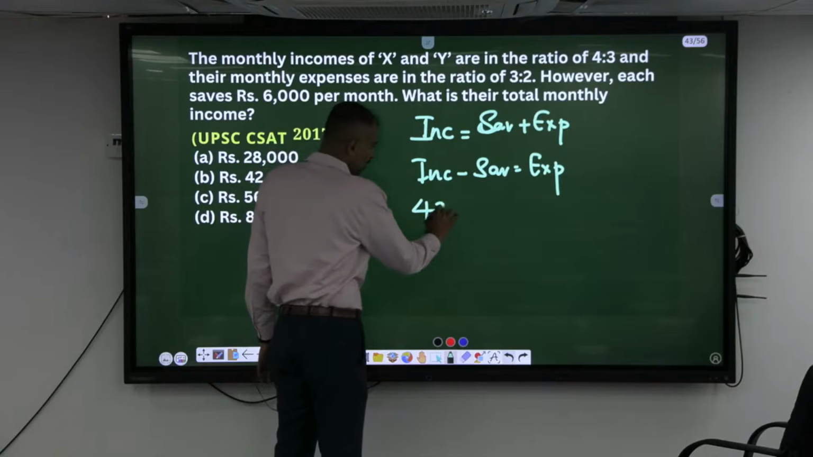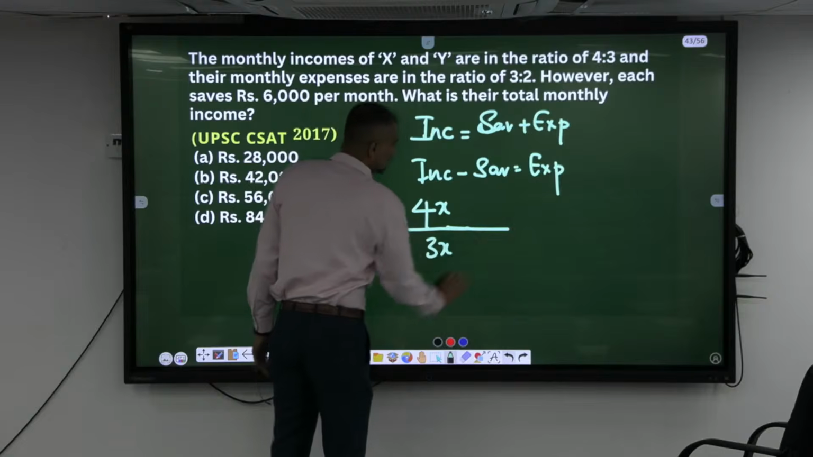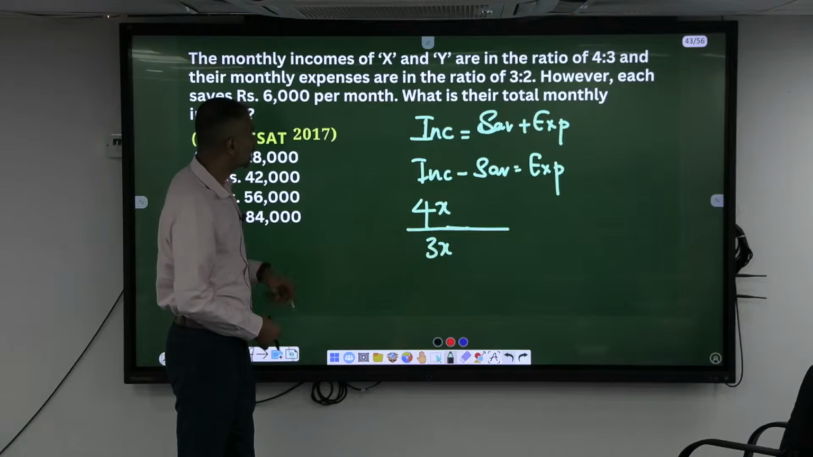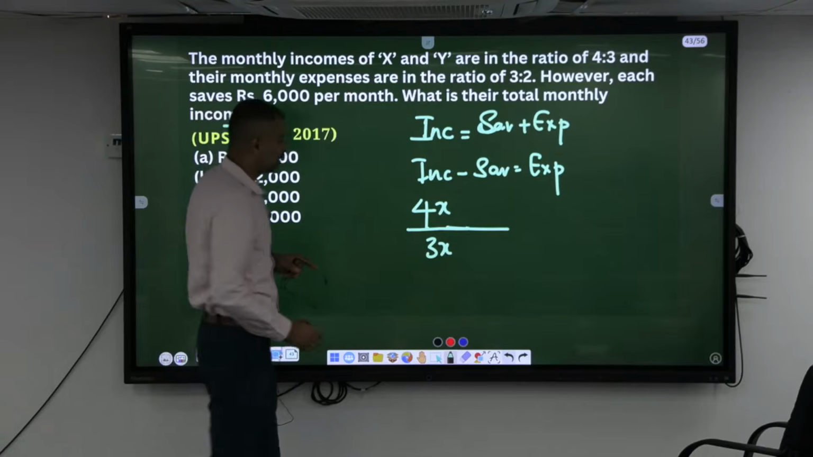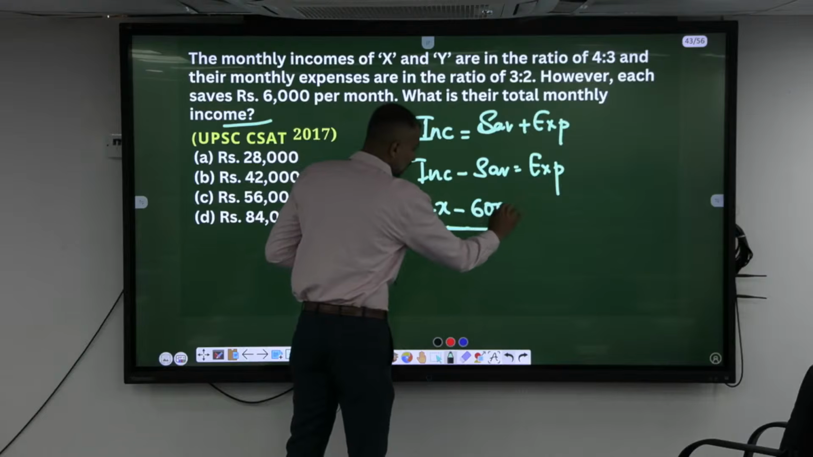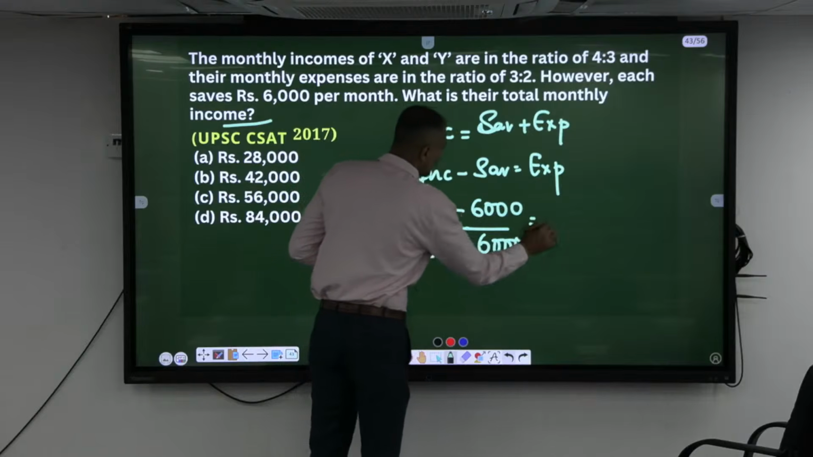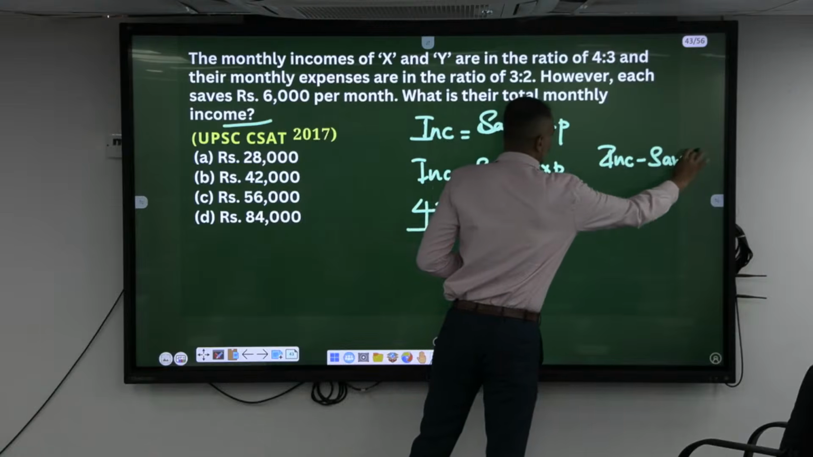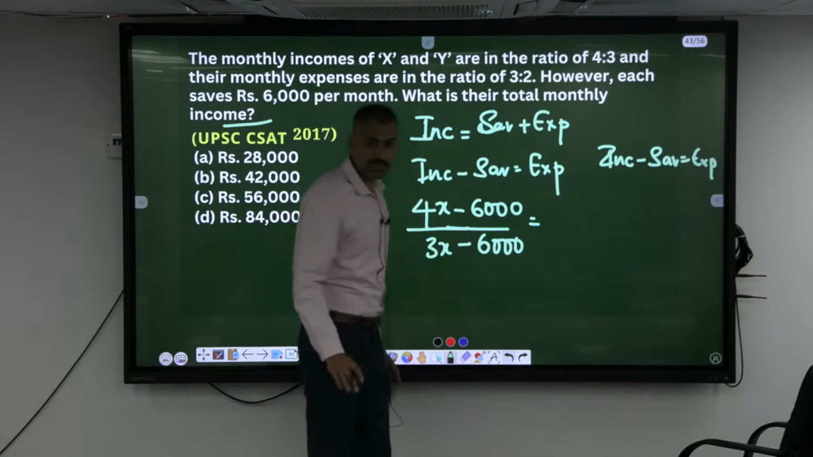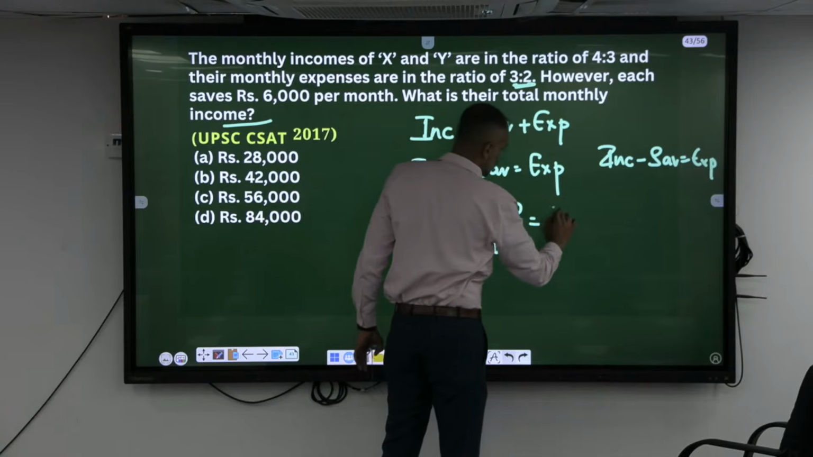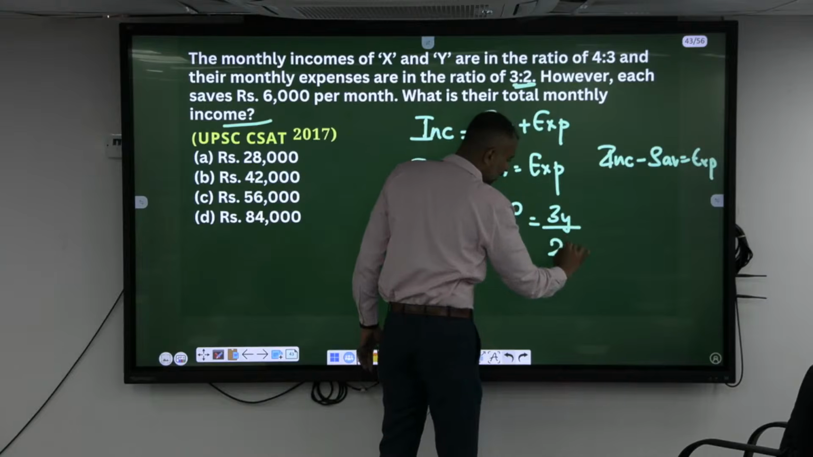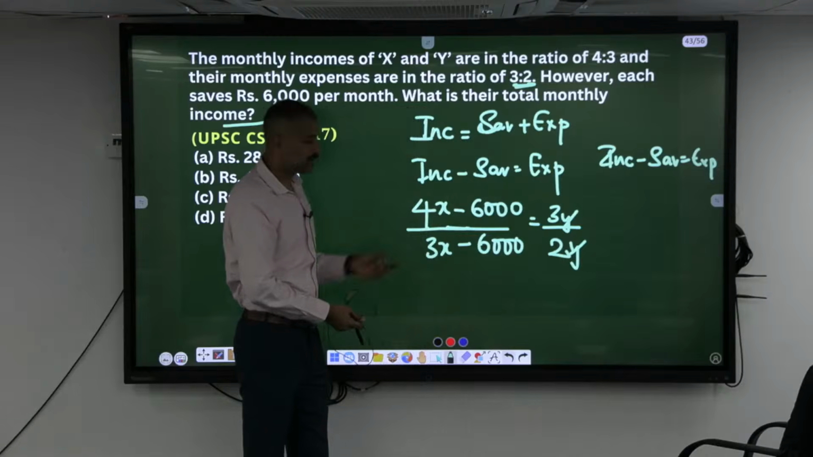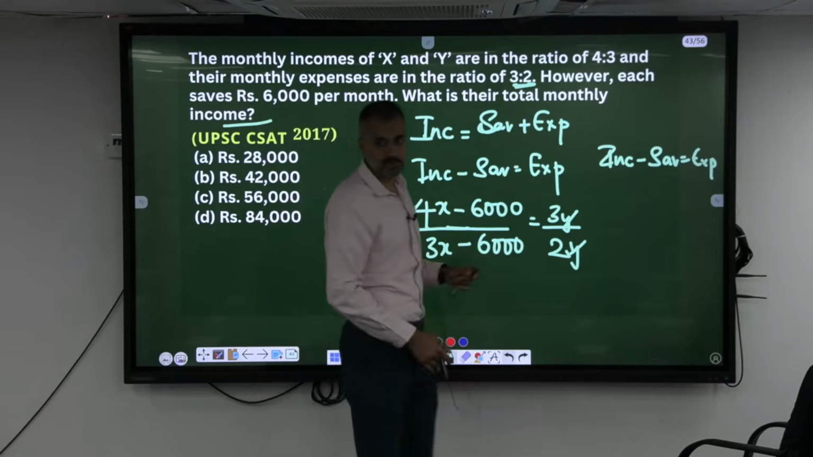So can I consider 4x and 3x, out of which how much they are saving? How much they are saving? 6,000. So can I consider minus 6,000? If I do this, income only minus savings, I should get what? Expenditure, right? That expenditure also is in the ratio what? 3:2. If I take 3:2, this will be 3y and 2y. It's not x only, but y and y anyway cancels. The only unknown is what? X. Can we solve x? Go ahead.